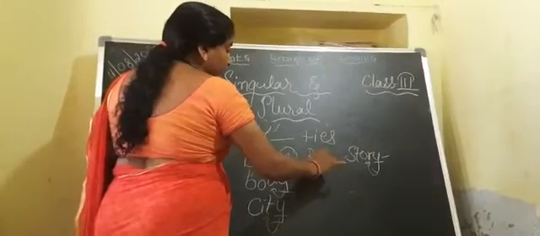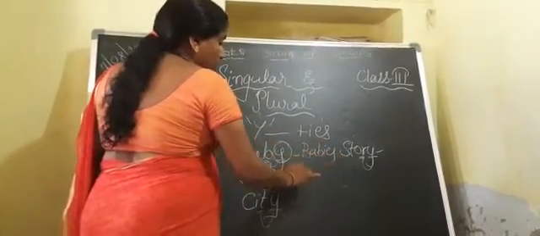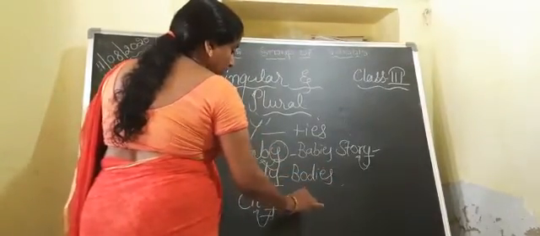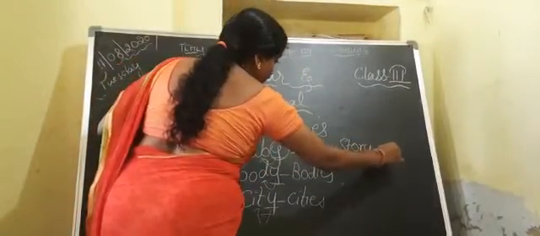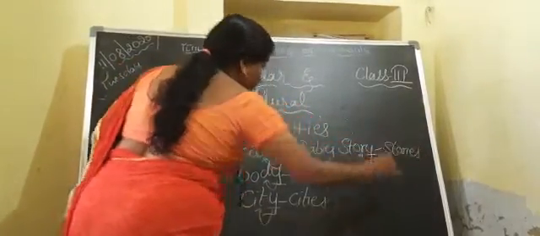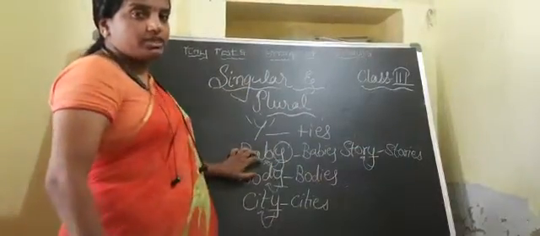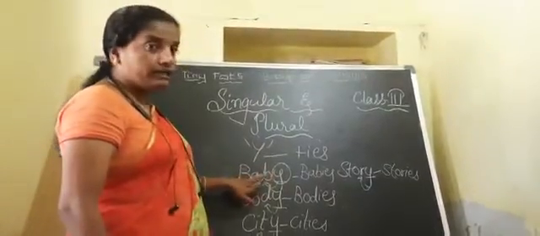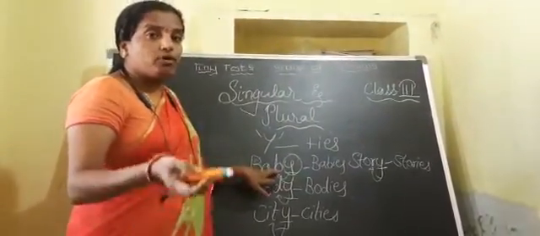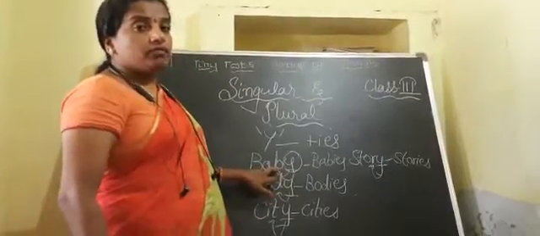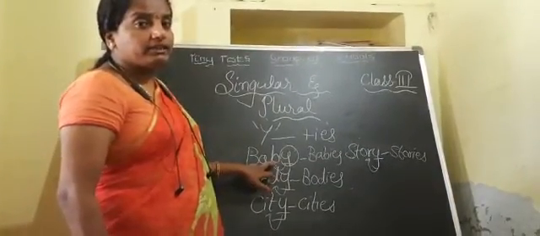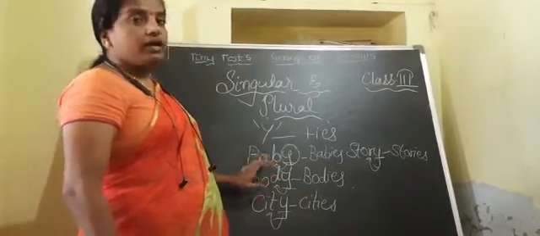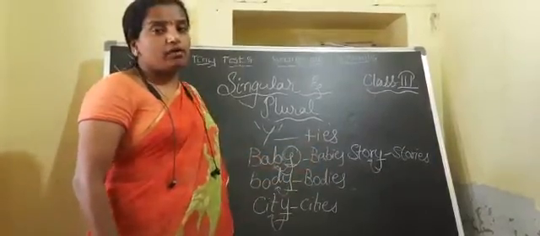Babies, bodies, cities, stories. See children, for a word which ends with y, and if before y there is a consonant, to write the plural form for such words, we have to replace the y with ies. To replace the y with ies, we write the plurals for such words.